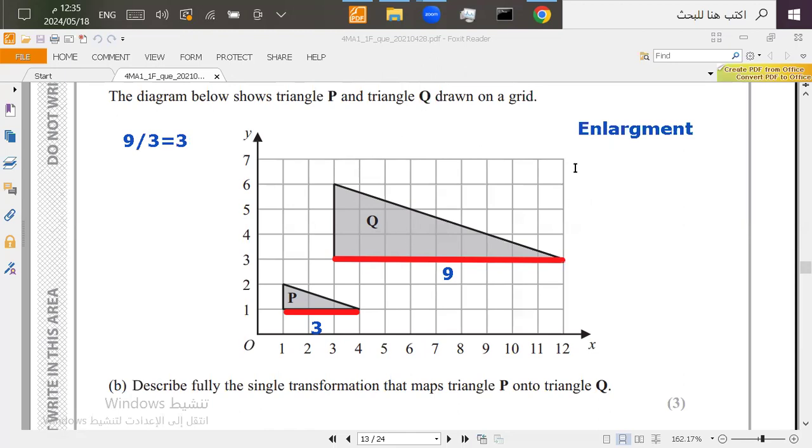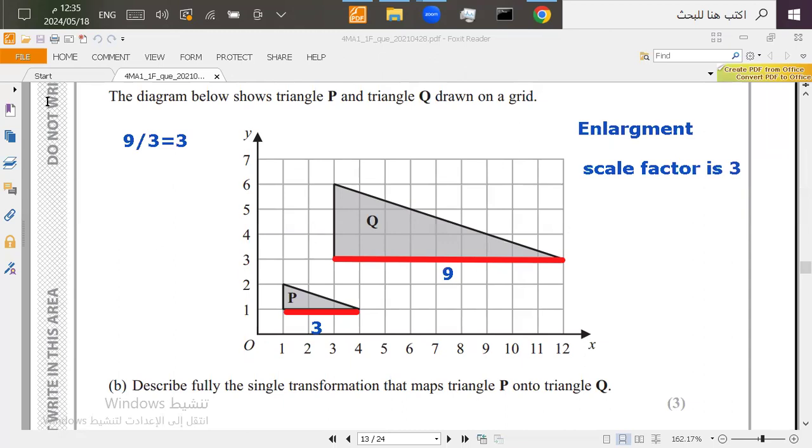So we say that the scale factor is 3, or positive 3. Now, this is the scale factor of enlargement. Now, we can find the center of enlargement.